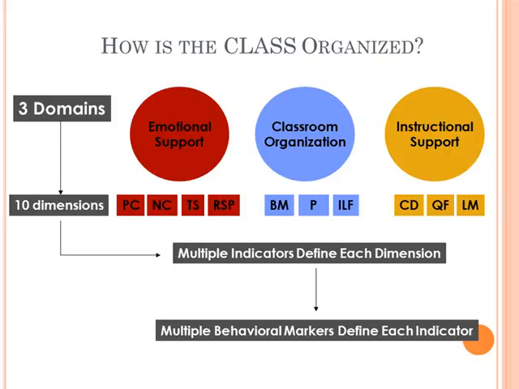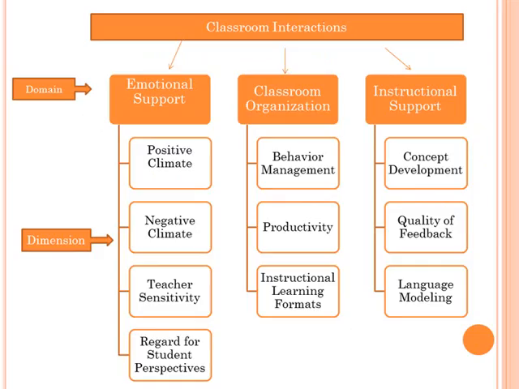So each domain has different dimensions. Under each dimension, there's multiple indicators. Under each indicator, there's multiple behavior markers. Okay, we're going to look at examples for each of these, but it's hierarchical. Domain, dimension, indicator, behavioral markers. Okay, you see how it is an incredibly complex tool? Say yes, it's incredibly complex. Great tool, but incredibly complex.